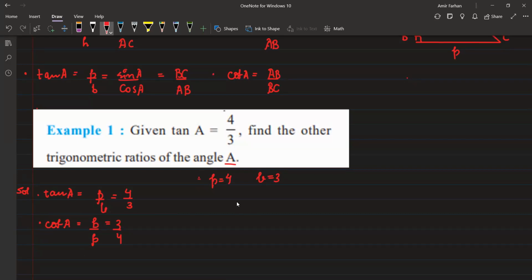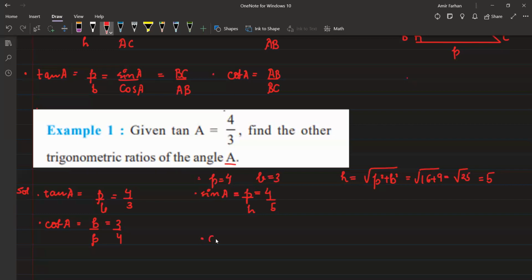And if we need to calculate sine, cos, cosec and sec, we need the value of the hypotenuse as well, because those ratios involve the hypotenuse. So the hypotenuse will be calculated as the square root of p square plus b square. P square is 16 plus 9 equals 25. So the hypotenuse comes out to be 5. So sine A is P by H, which is equal to 4 by 5.